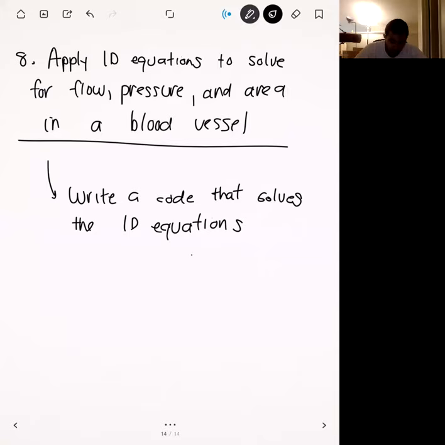But in reality, for this class, I gave you the code that one of my colleagues had written for the 1D equations. So all this learning objective is basically to make sure that you got that code, you can run it, and you can play around with it a little bit.